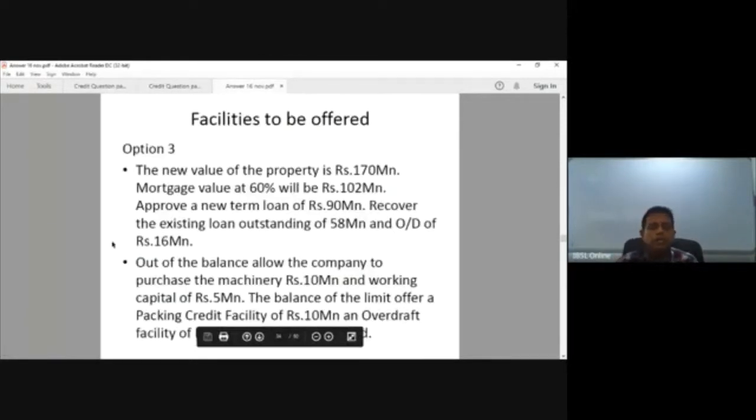I will elaborate option number 3. The new value of the property is 170 million. Mortgage value is 60%. It will be 102 million. Approve a new term loan of 90 million. Recover the existing loan outstanding 58 and OD of 16 million. Out of the balance, allow the company to purchase machinery of 10 million and working capital of 15 million, since we are left with 16 million after repaying those two facilities out of 90 million. Then the balance of the limit, a packing credit facility of 10 million and overdraft facility of 2 million, to be used if needed.